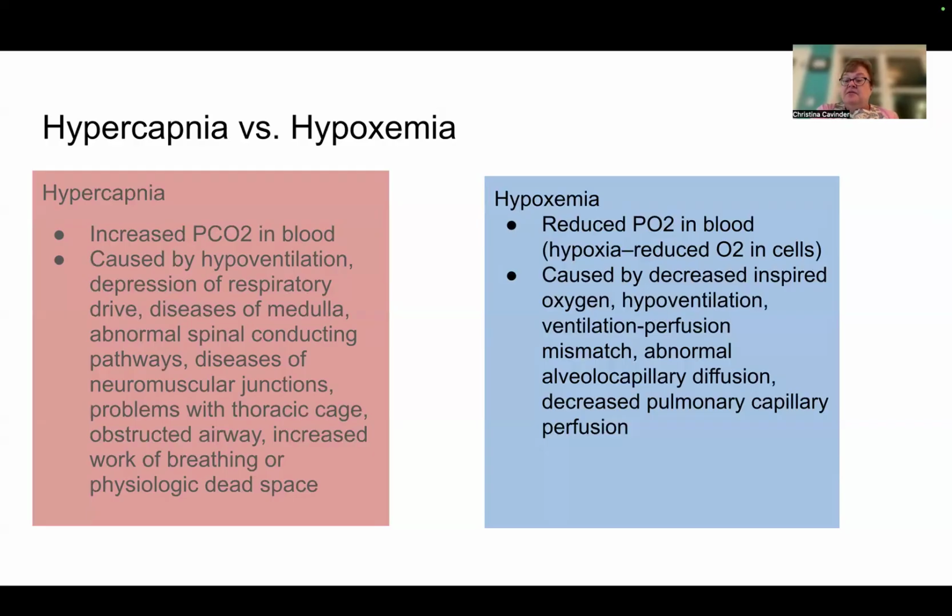Hypoxemia, this is low oxygen in the blood, and this is caused by decreased inspired oxygen, hypoventilation, ventilation perfusion mismatch, abnormal alveoli capillary diffusion, and decreased pulmonary capillary perfusion. So not enough blood getting to the capillaries of the alveoli to have a good gas exchange.